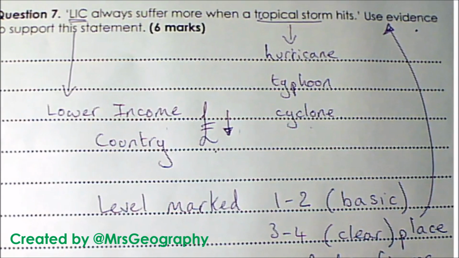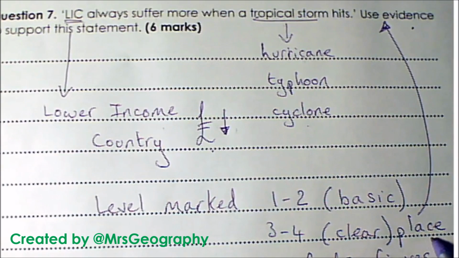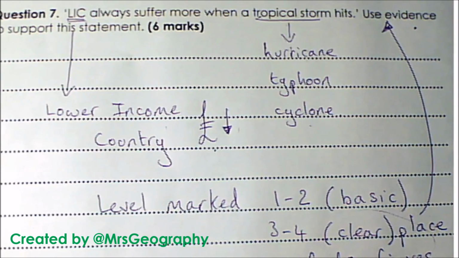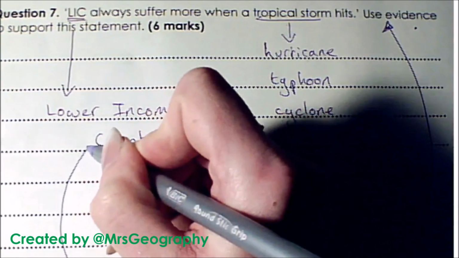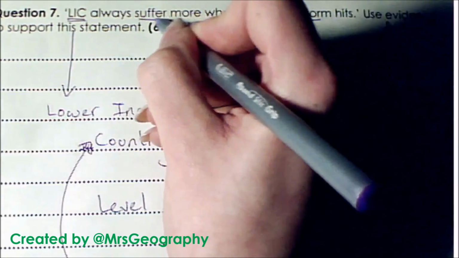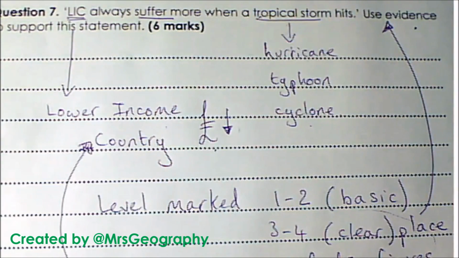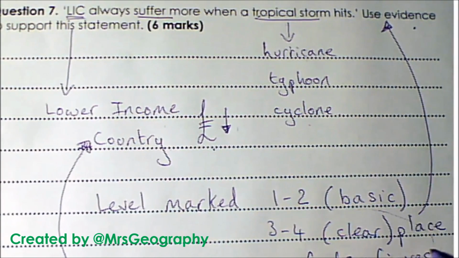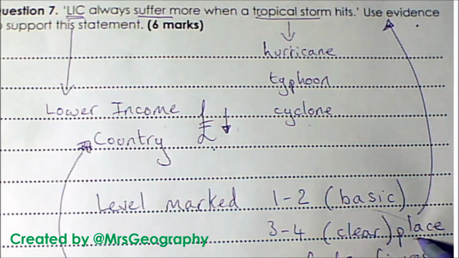So you're showing that you not only know and understand your knowledge, but you can apply it to this statement of a lower income country suffering more when a tropical storm hits. Now you've got to think about using place and locational knowledge. That is going to demonstrate you understand way more than not including it.